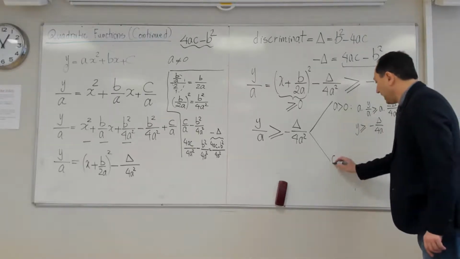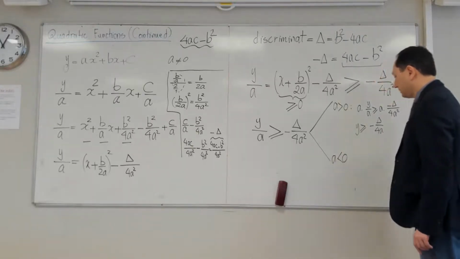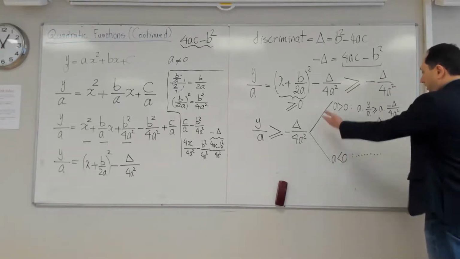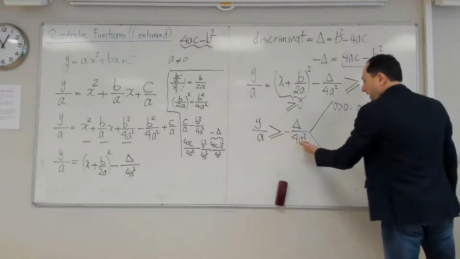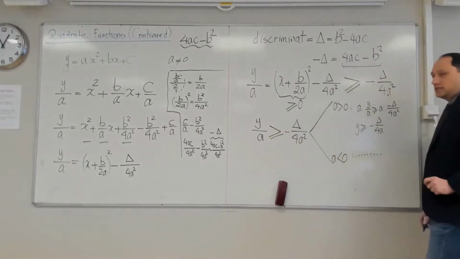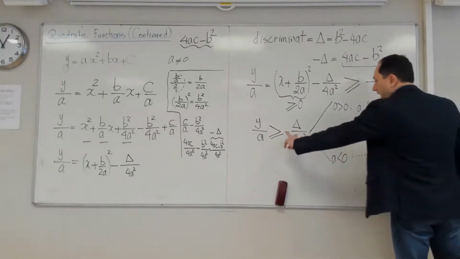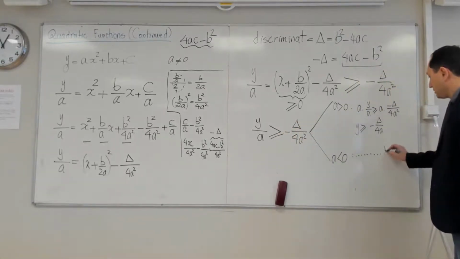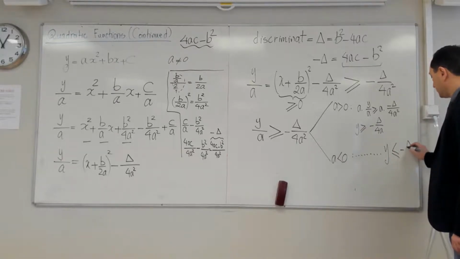But it might happen that a is negative. I can do the same calculations, multiply both sides by a, but because now you are telling me that a is negative, I have to be careful. I have to flip the sign. So this becomes y is less than or equal to minus delta divided by 4a.